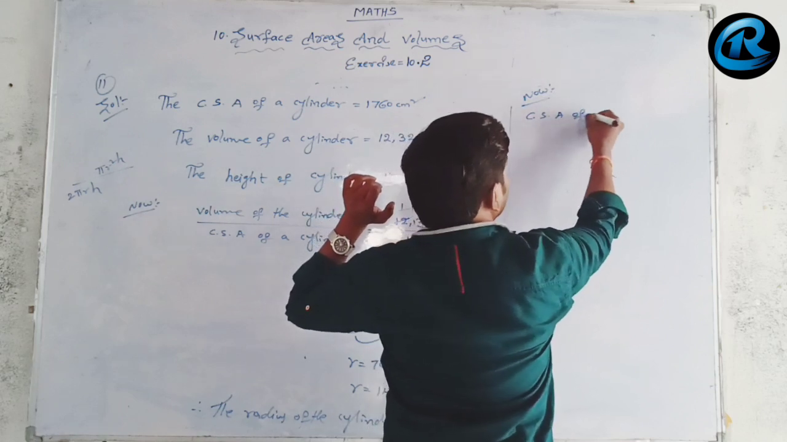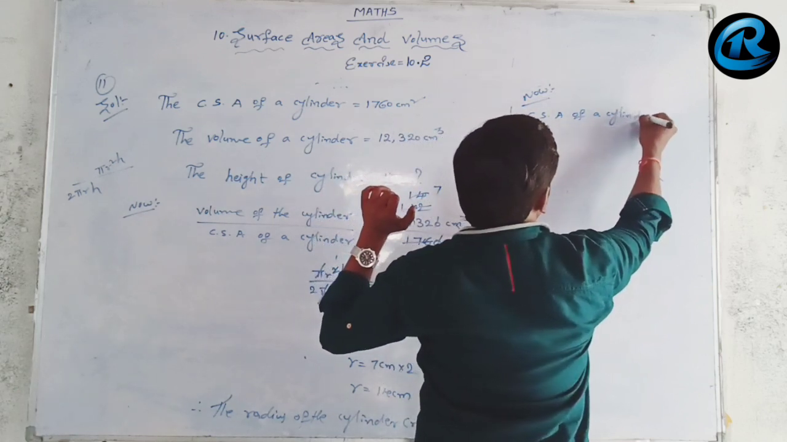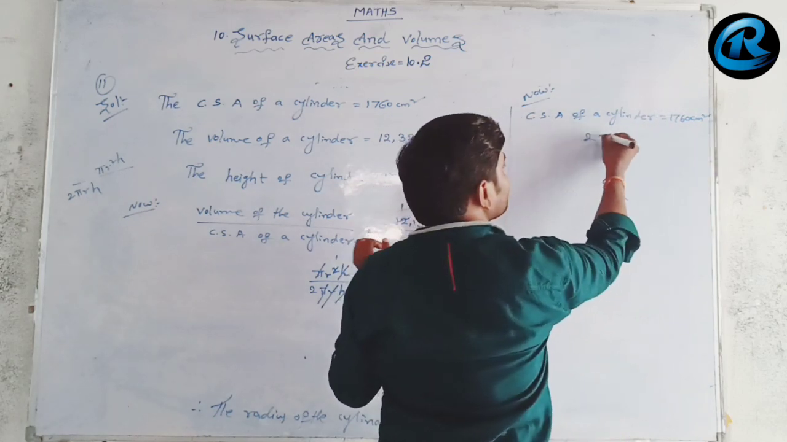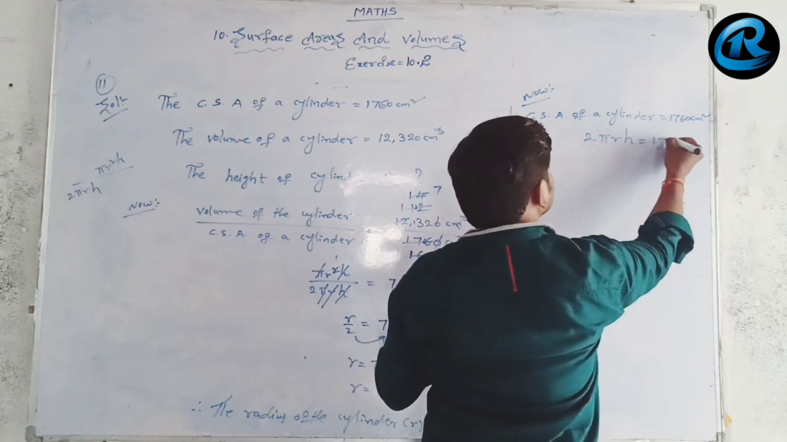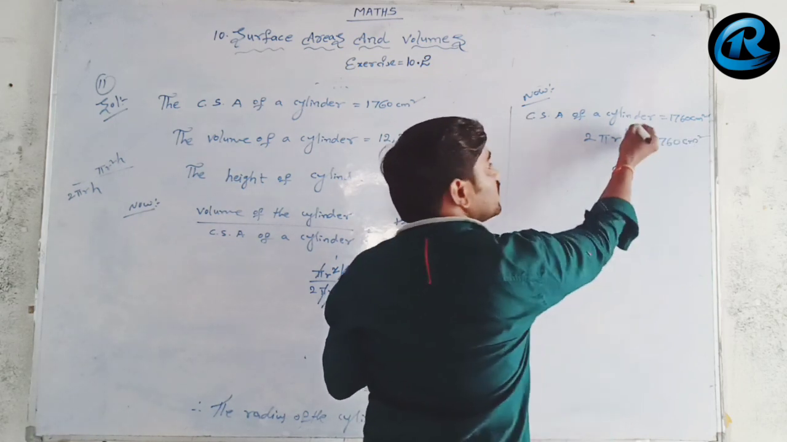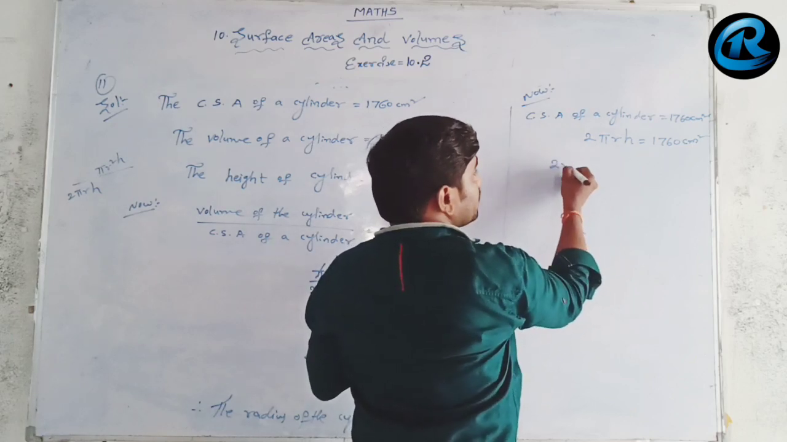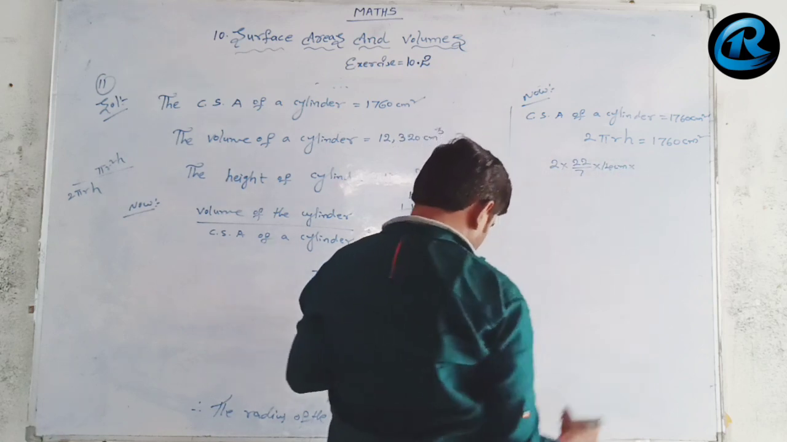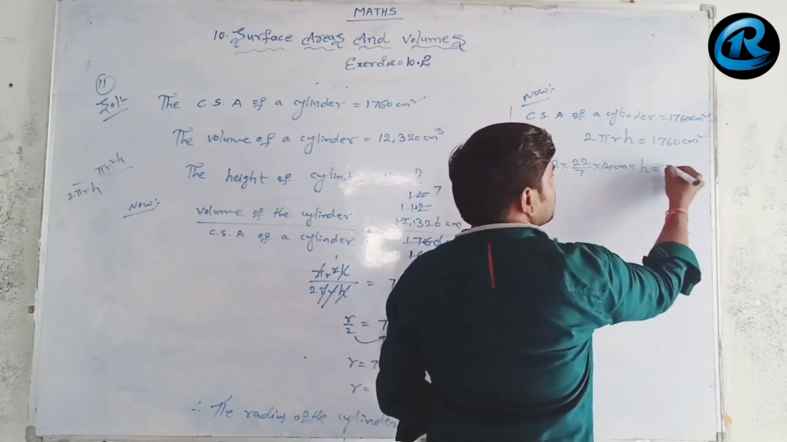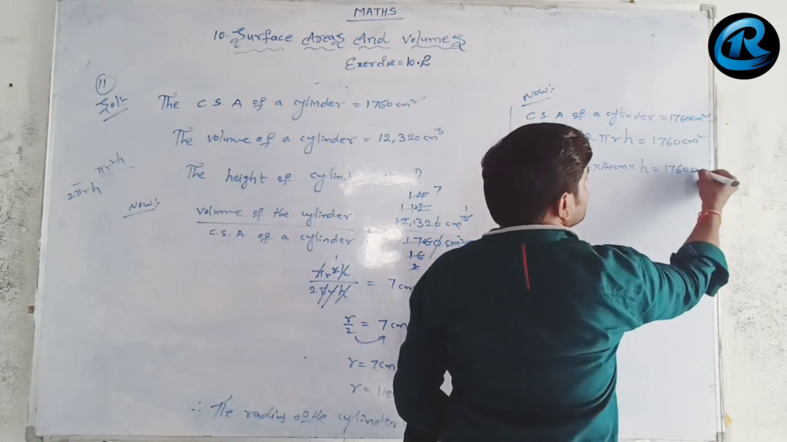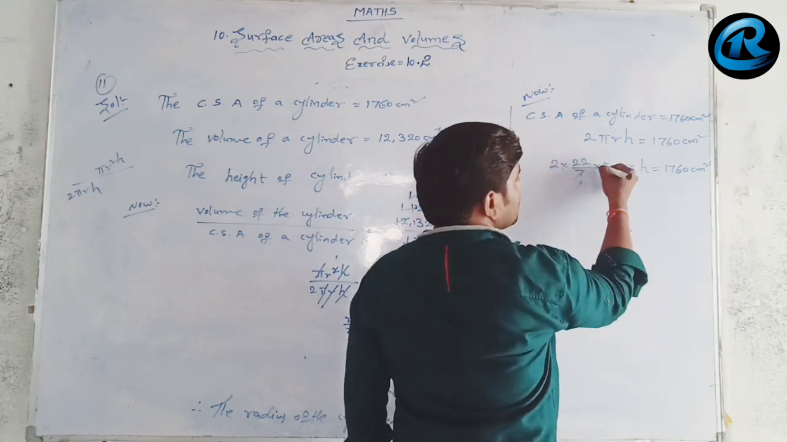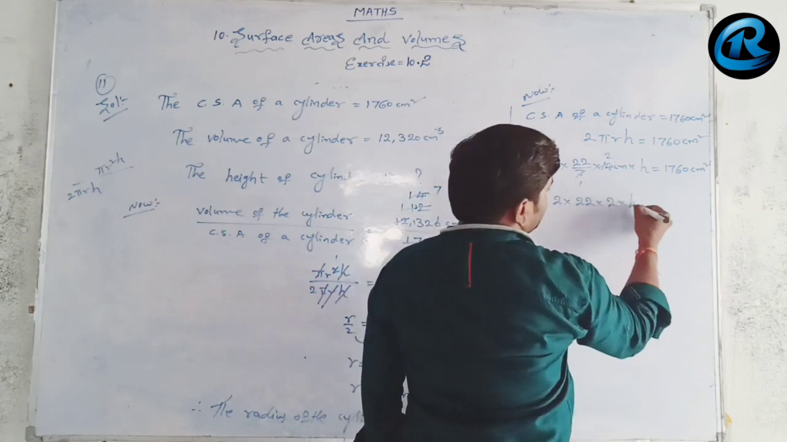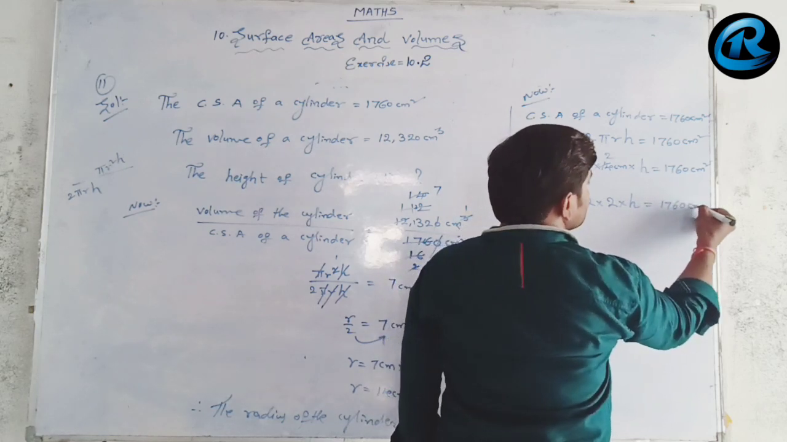The curved surface area of a cylinder is equal to 1760 centimeters square. Curved surface area of cylinder formula 2πrh, that equal to 1760 centimeters square. So 2 into 22/7 into r value 14 centimeters into h value as it is, that equal to 1760 centimeters square. So 7 ones are 7, 7 twos are 14. So 2 into 22 into 2 into h equal to 1760 centimeters square.